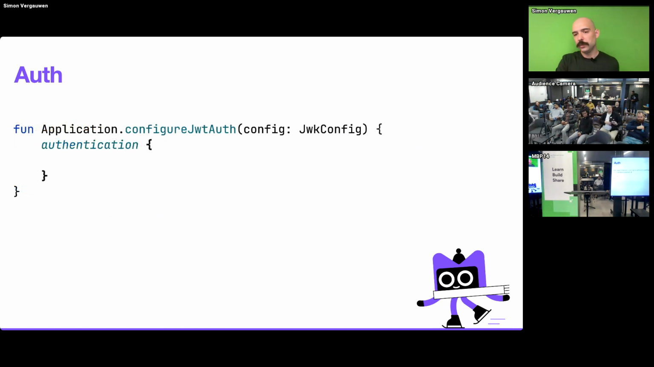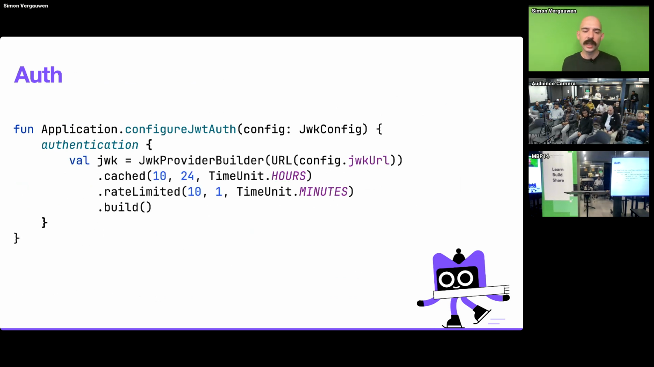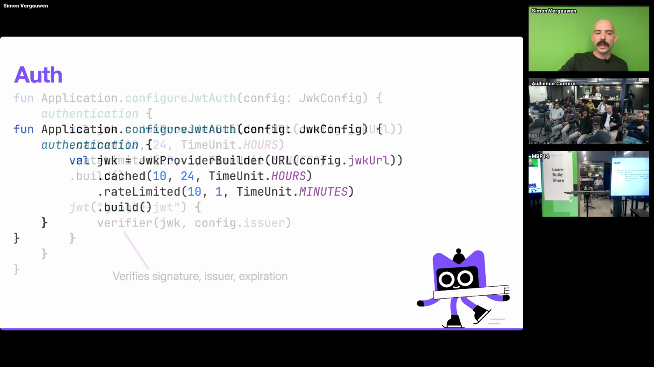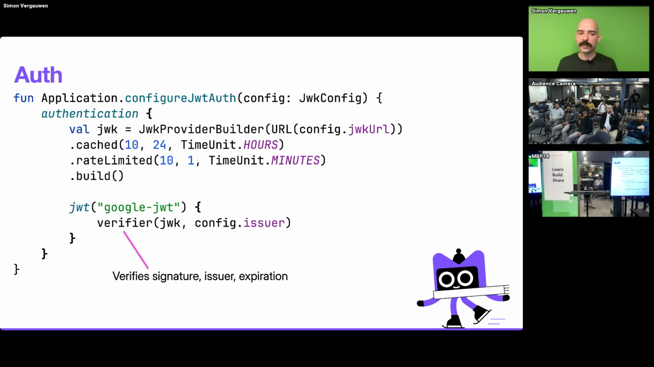And then again, we can configure authentication using the Ktor DSL. So we create an extension function on the Application class. We start the authentication block. And inside of the authentication block, we are going to define a JSON web key provider. And the JSON web key provider is the builder that connects to the certificates of Google. And we're doing so with a cache and a rate limit so that we're not spamming Google's server. And then we can use that as a verifier, right?